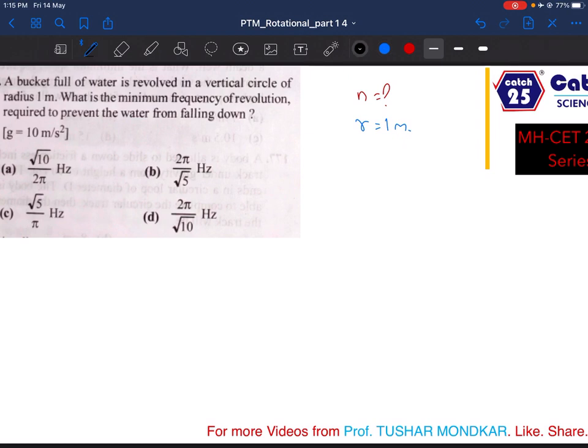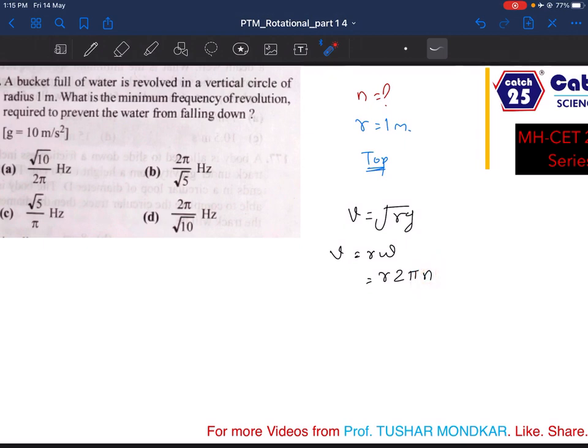Same again, falling down. So that means the velocity that we need to concern is at the top, because there is a chance of spilling at the top only. So we could actually use the concept of V equals root Rg. But V is also given as R omega and omega is given as 2 pi n. Yes guys, you understood it correctly. Why am I writing it in terms of n? Because n is what we want.